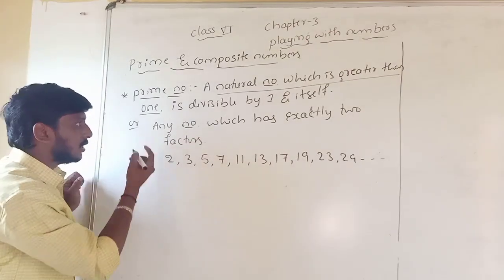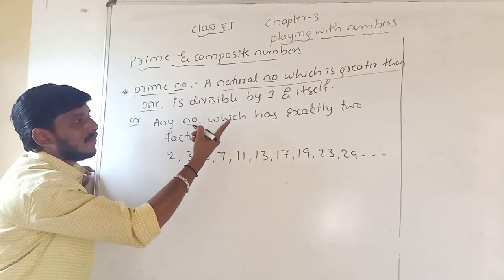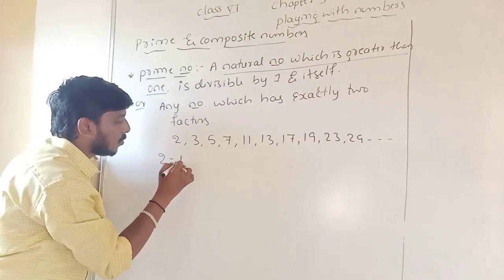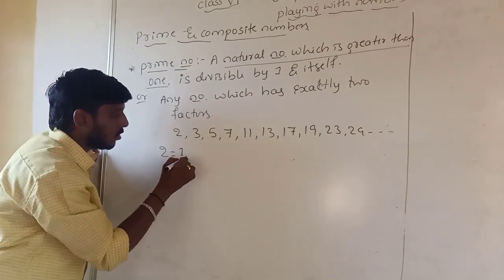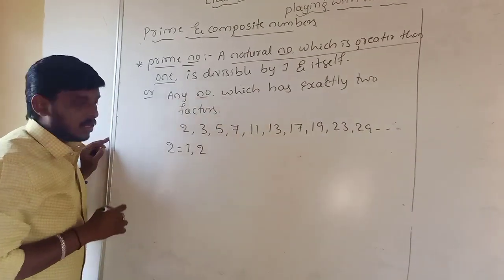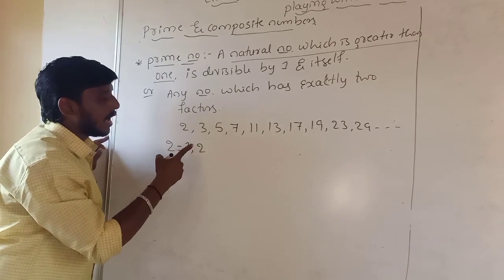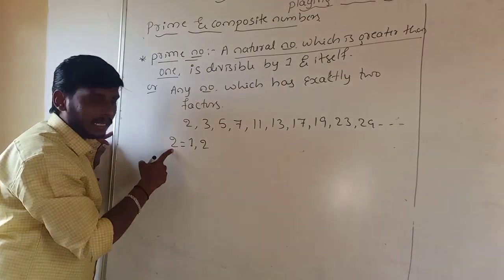So I will take, what is the definition? Any number which has exactly two factors. What are the factors of 2? 1 is a factor and one more factor, 2 itself only. So 2 is divisible by 1 and the same number itself only.